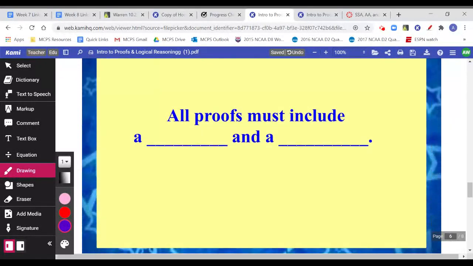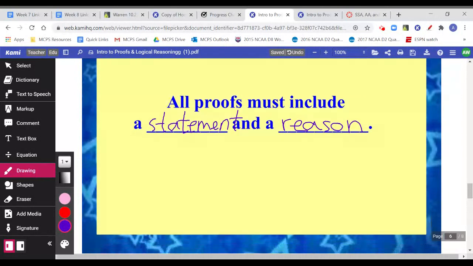So what we've learned so far and sort of talked about and what we're about to apply is that all proofs must always include both a statement and a reason. Right? So you're making a claim, that's what a statement is, you're claiming something to be true, and then you have to justify it by giving a reason. Because again, if you don't make a claim and justify it with a reason, then nobody's going to believe that what you're saying is true. You have to be able to back up what you're saying. And that is, again, the whole importance of being able to do proofs.